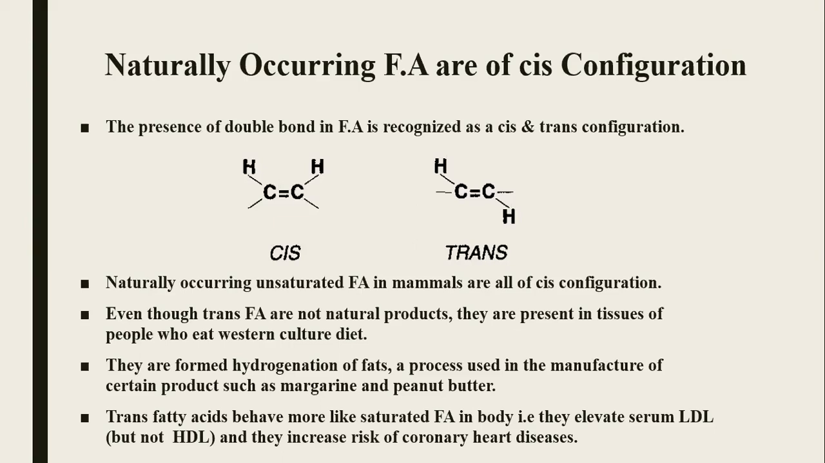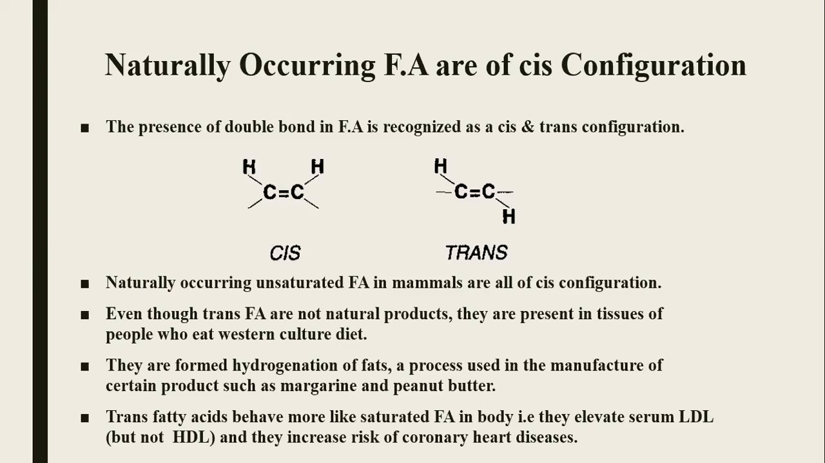Now, what is cis and trans configuration? It is the property of the unsaturated fatty acid. The fatty acids which contain a double bond form two types of isomers, cis isomer and trans isomer. What are cis fatty acids? As you see here in this structure, in the cis configuration, both the hydrogens are present on the same side of the double bond. In the trans configuration, the hydrogen atoms are present on opposite sides of the double bond.